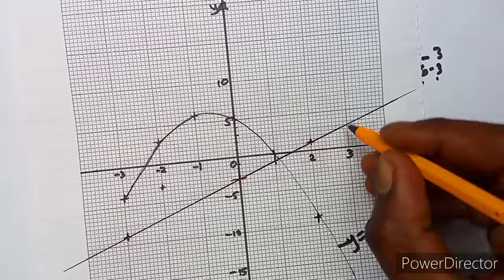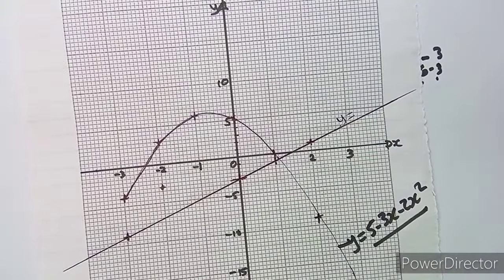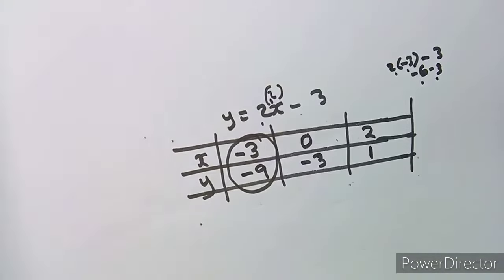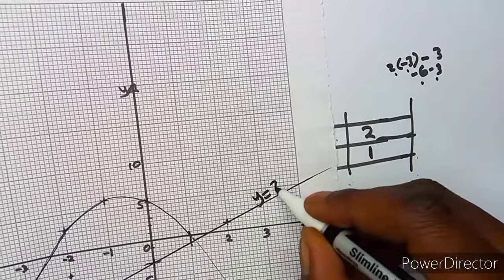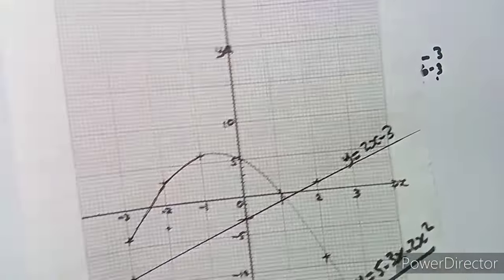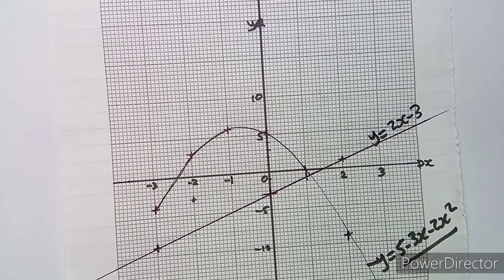So we're going to have this line, which is y is equal to, let me just write it here. What was the equation, guys? Y is equal to 2x minus what? Y is equal to 2x minus 3. All right, that's going to be our equation here. So that's what we had, guys.